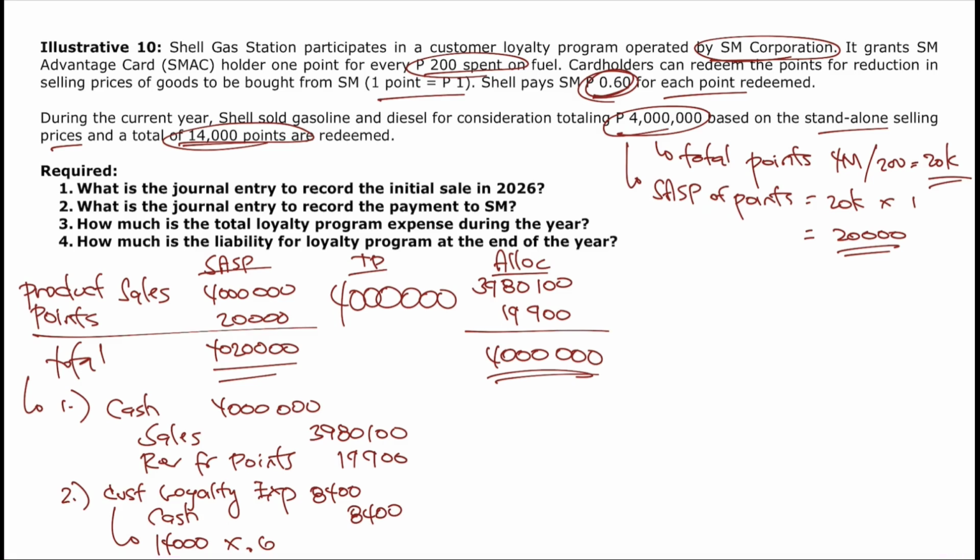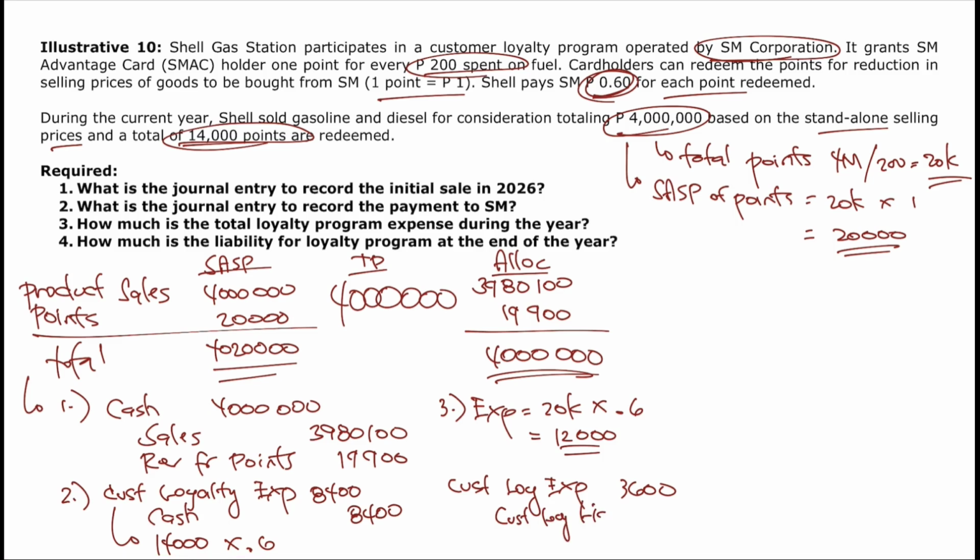Okay? Now, number 3, how much is the total loyalty program expense during the year? So, dito sa number 3, see to it na kapag total expense ang tinatanong, based tayo sa 20,000, no? So, 20,000 times 0.6, this must be equal to, magkano? 12,000 pesos. So, final answer, requirement number 3 is 12,000. Okay? So, sir, ano yung journal entry natin dyan? Well, na-recognize na yung 8,400, no? Ibig sabihin, 12,000 minus 8,400, or 3,600 na lang ang hindi pa nare-recognize. So, debit customer loyalty expense equal to 3,600, and then credit customer loyalty liability kasi meron pa tayong kailangan bayaran kay SM soon, which is equal to 3,600.